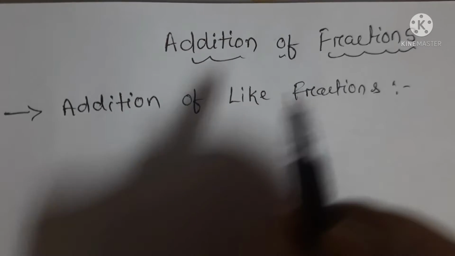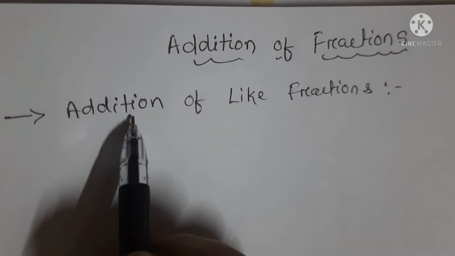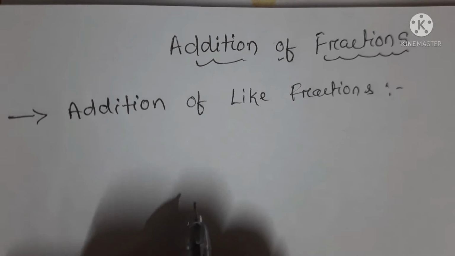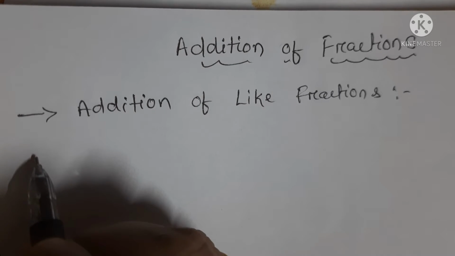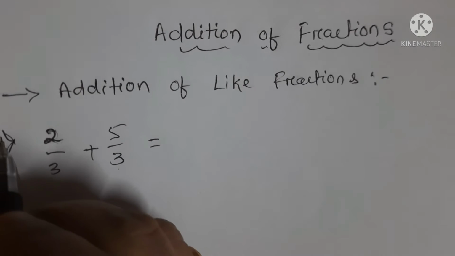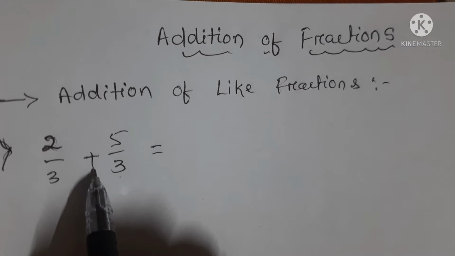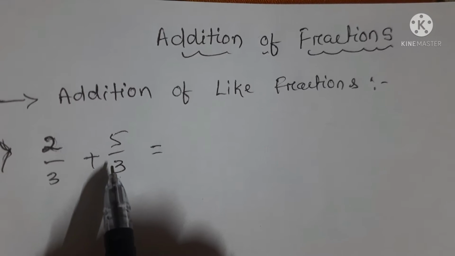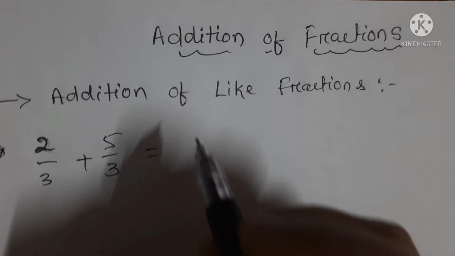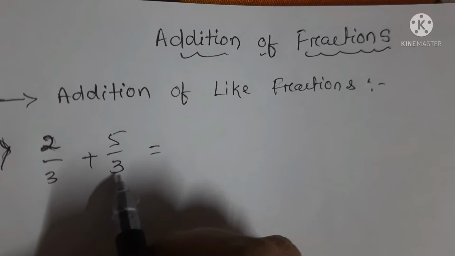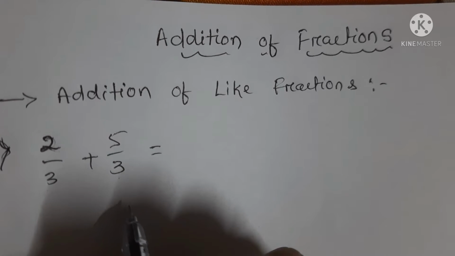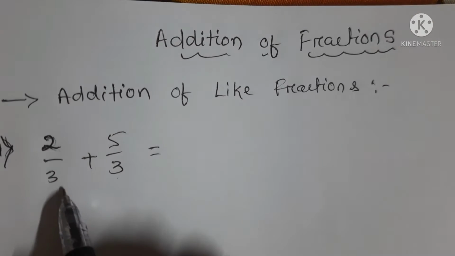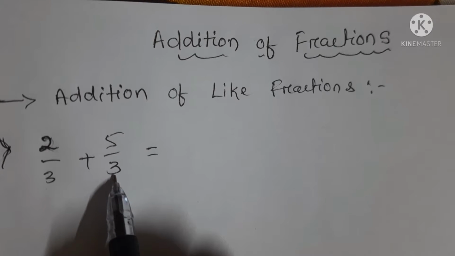So in addition of like fractions we will learn first. For example, here is the first question: 2 by 3 plus 5 by 3. These are called like fractions. In like fractions, if we are having the same denominator, they are called like fractions.